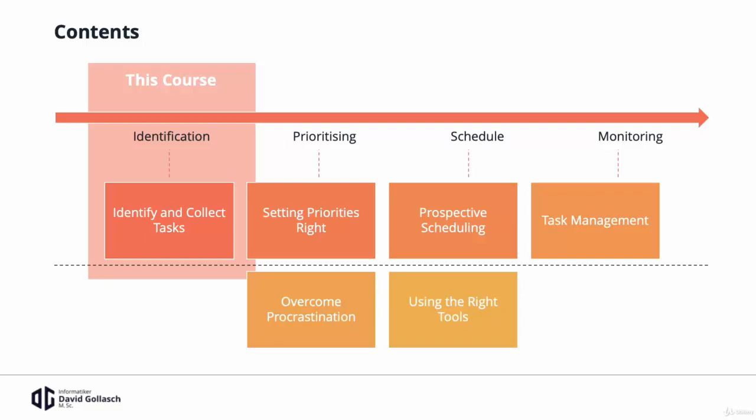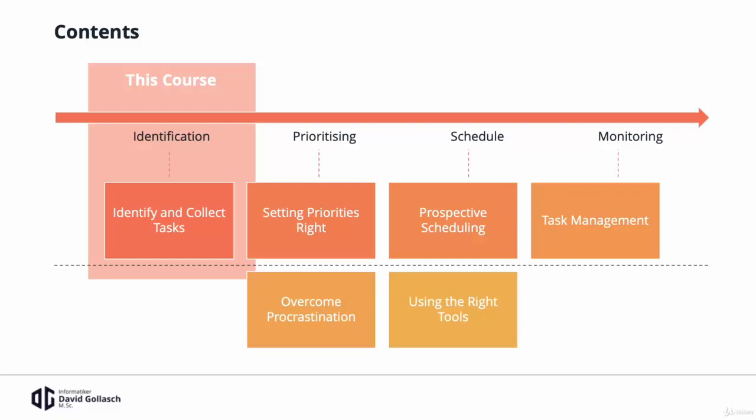Meaning that you apply methods and systems to identify the tasks that you need to fulfill and find a way to collect them into a system that allows the further processing of the tasks within the phases of time management. So this is this first course. The second phase would be the prioritization of tasks. So applying methods to distinguish the more relevant tasks from the less relevant tasks. So a reordering of your task list then.